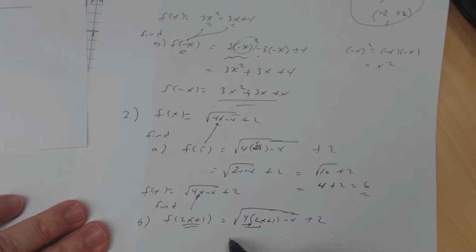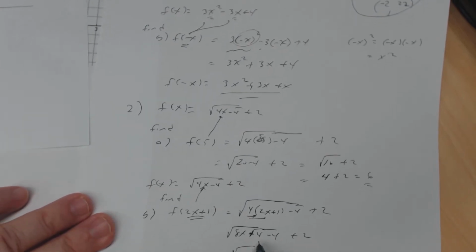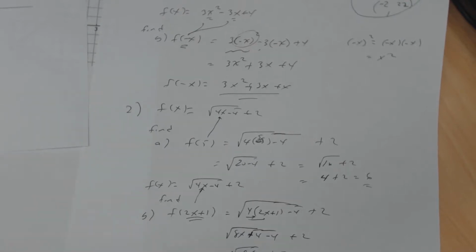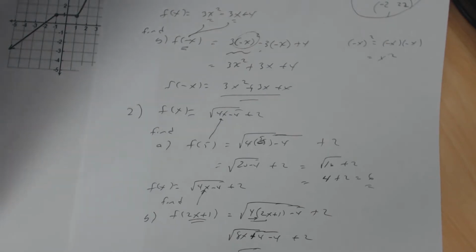Now distributing, I get the square root of 4 times 2 is 8x. 4 times 1 is 4, that's plus 4. Plus 4, and don't forget the minus 4, and then plus 2. And so I get the square root of 8x, and 4 and a negative 4 is 0, so plus 2, and then there's nothing else you can do here. I mean, you can simplify the square root of 8, but it's not going to help you. So there's your answer, the square root of 8x plus 2.